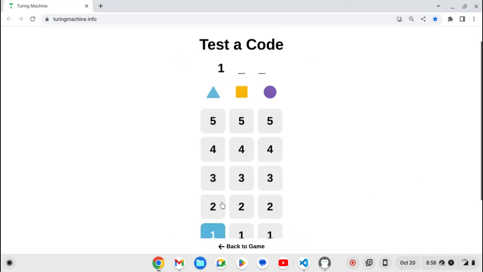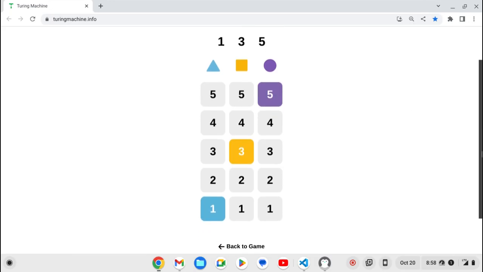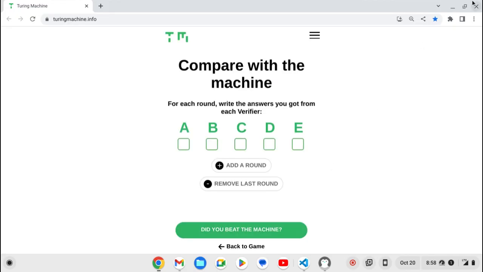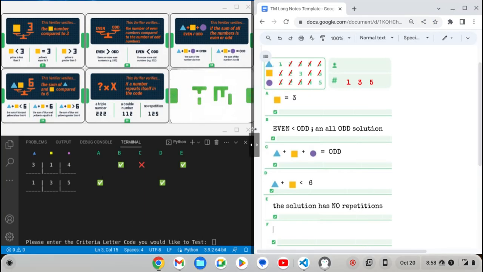And it was 135. Yes, fantastic. And how did we do versus a Turing machine? Well, I do believe there were 5 criteria cards, and we did exactly 5 Turing tests. That's a great indication that at a minimum, we should have tied and won the game. But let's go verify again.